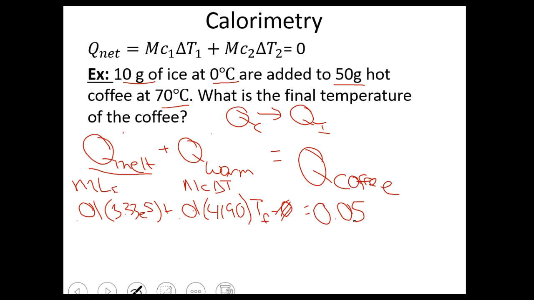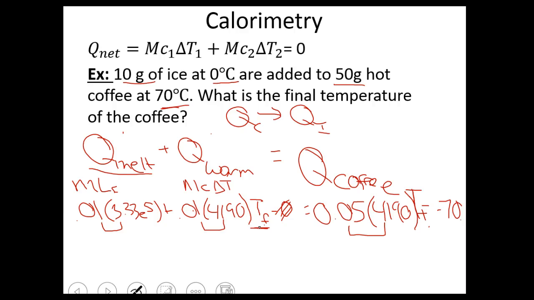50 grams of coffee. Coffee is pretty much just water, so I'll use the specific heat of water. And then it's going to be the temperature final minus 70. So its initial starting temperature was 70 degrees Celsius. And I don't know the final temperature, but I do know that the final temperature of both of these is going to be the same. And so my job is to simplify, simplify, simplify, and then get the temperatures on one side and all the whole numbers on the other. So I'm going to be solving for the final temperature.